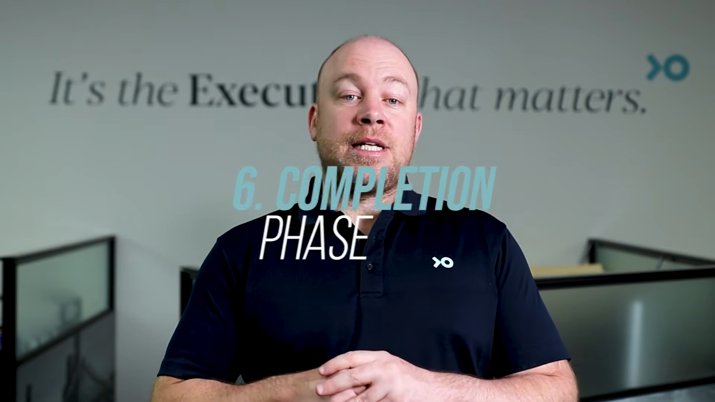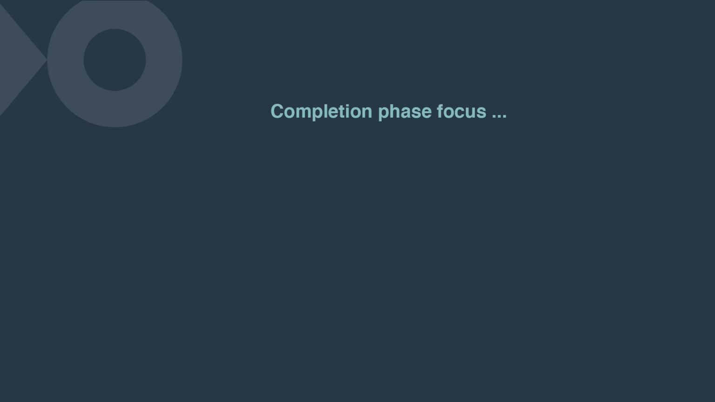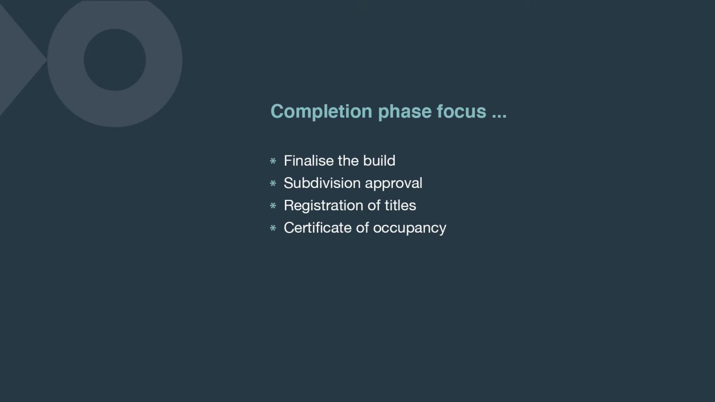The final phase of your project is the completion stage. The focus here is on finalising the build, the subdivision approval, the registration of titles, achieving the certificate of occupancy, and working towards any pending settlements. If you've done all the prior steps in a timely, efficient, and effective manner, then this phase of the project should be pretty straightforward. If you miss something, it can cost you significant time and money, so make sure you keep your finger on the pulse right to the end.